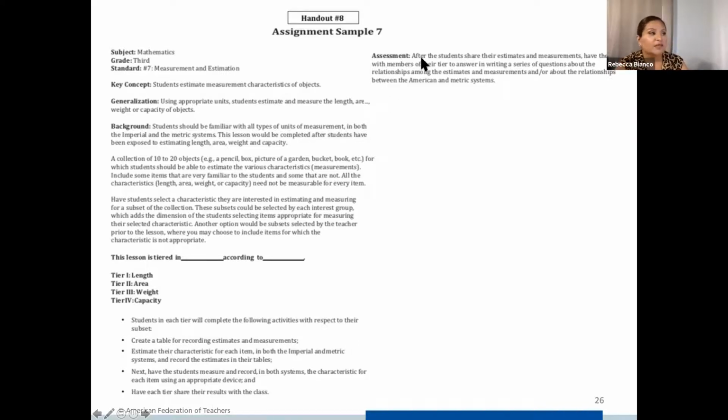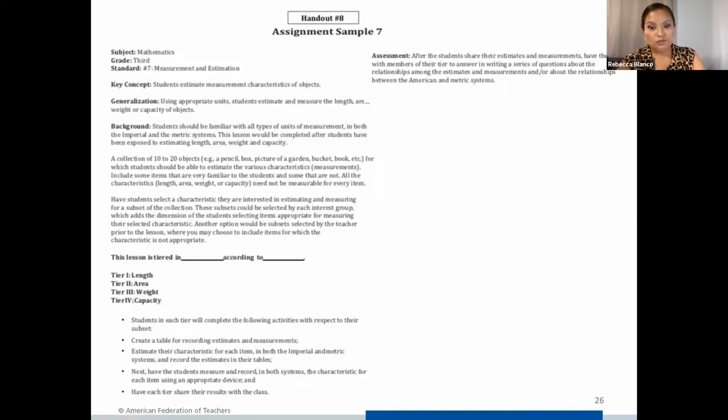So here's the assessment. After the students share their estimates and measurements, have them work with members of their tier to answer in writing a series of questions about the relationships among the estimates and measurements, and/or about the relationships between American and metric systems.